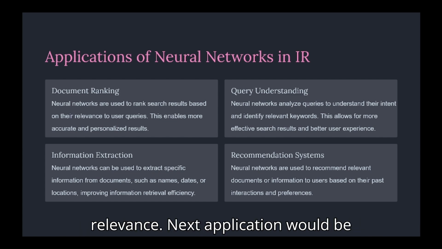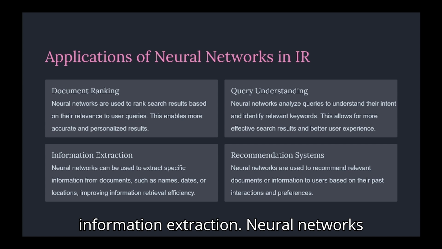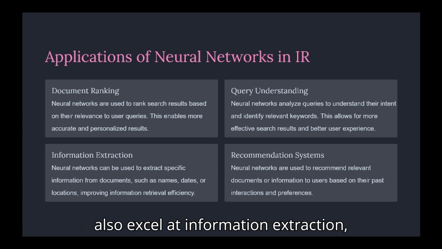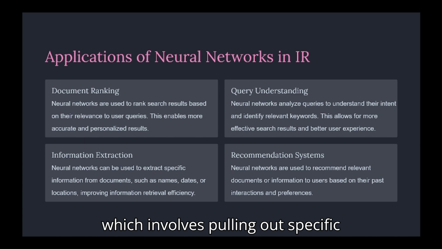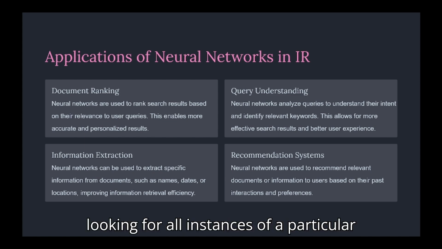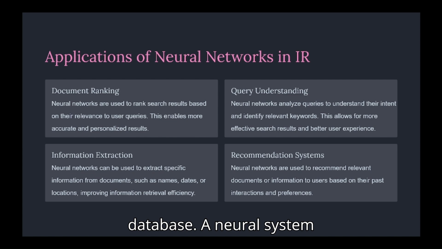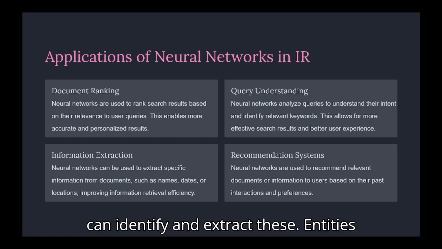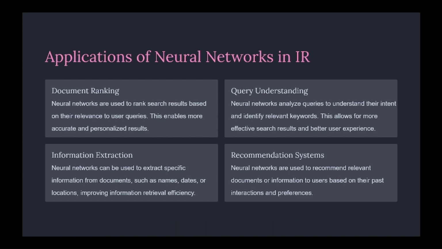The next application would be information extraction. Neural networks also excel at information extraction, which involves pulling out specific details from text. Imagine if you are looking for all instances of a particular person or date across a document database. A neural system can identify and extract these entities without requiring manual filtering.